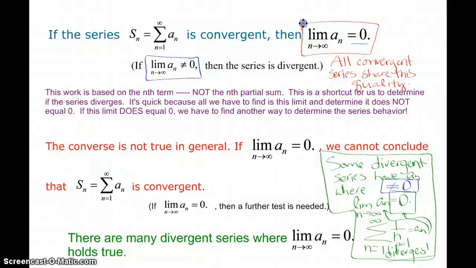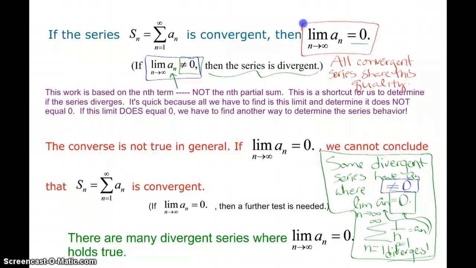So this work is based on the nth term, not the nth partial sum. We're looking for what the last few terms in our sequence are doing. If the last few terms in our sequence are not getting sufficiently small enough to force that limit to go to 0, then we are guaranteed that series diverges. So it's a shortcut for us to determine if the series diverges. It's quick because all we have to do is find this limit and determine it doesn't equal 0.